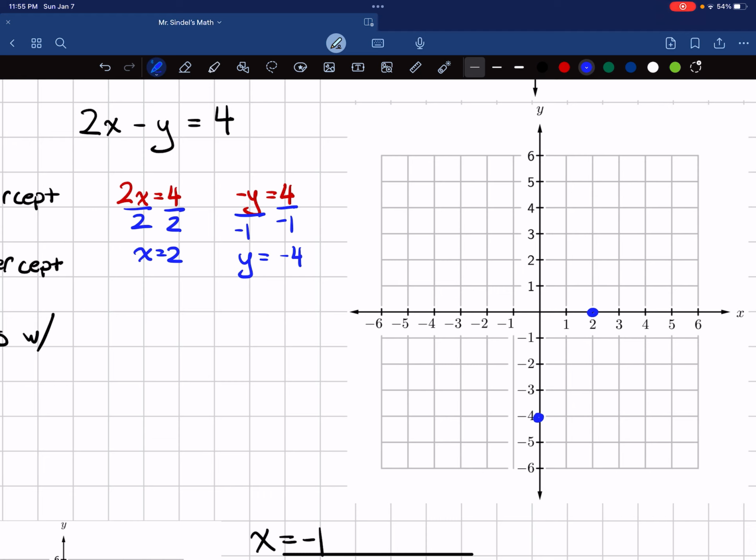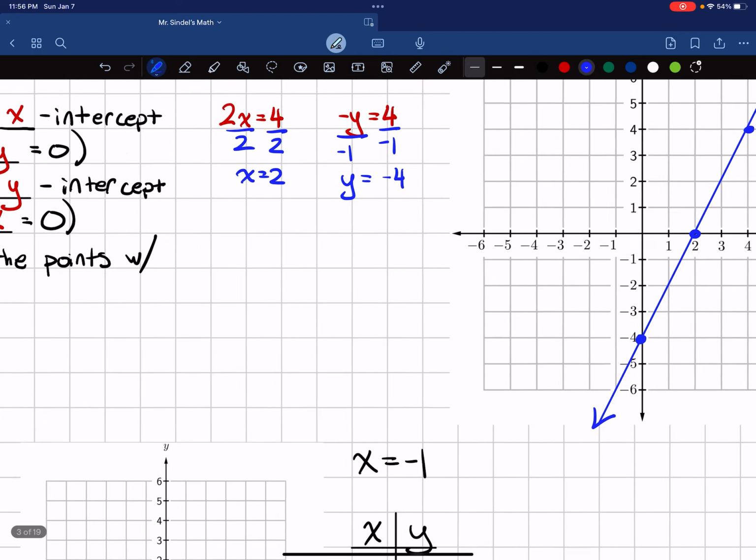Although, pro tip, we already know this is going right 2, up 4. So if it's going right 2, up 4, then I can go another right 1, 2, and then up 1, 2, 3, 4. And I can find yet another point on my graph. So connect those with the line, and we are done with our function.